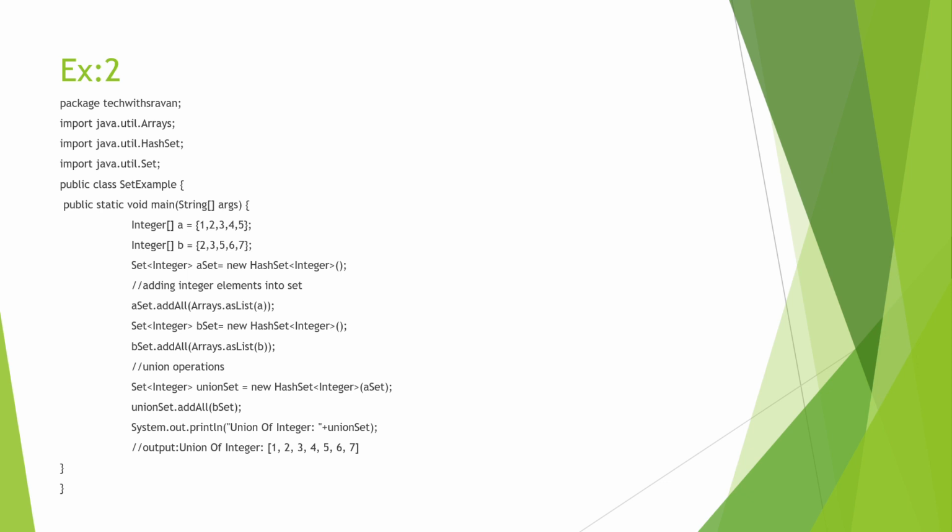In the output you can see 1 2 3 4 5 6 7. So it removes the duplicate elements and gives all the elements from a and b. So this is the example for the union.